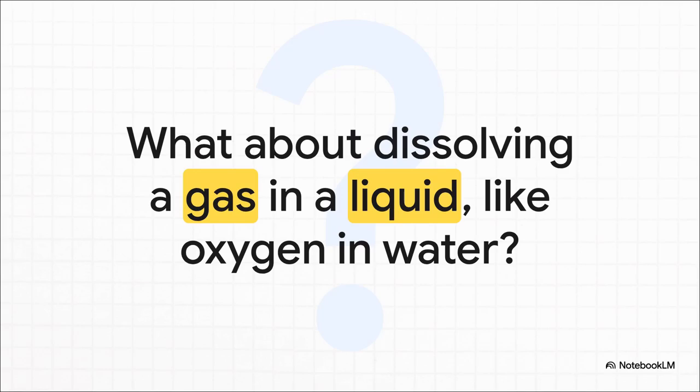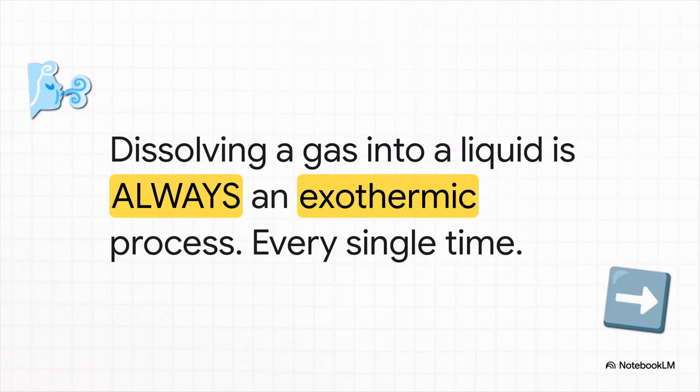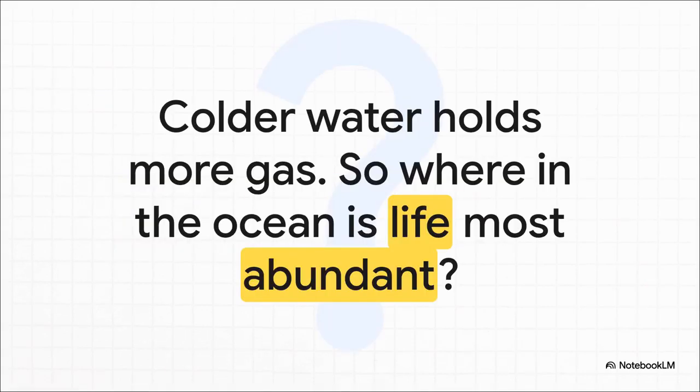How does temperature affect that process? Well, here's the one fact you need to know. Dissolving any gas into a liquid is always an exothermic process, every single time, no exceptions. So what does our exo-inverse rule tell us is going to happen? Well, if dissolving a gas is exothermic, our exo-inverse rule means that colder water holds more dissolved gas, including oxygen. And that leads to a final big picture thought. Where in the world's oceans, the warm tropics or the freezing cold poles, would you expect to find the most abundant life? It's a question that connects one simple chemistry rule to the entire global ecosystem.